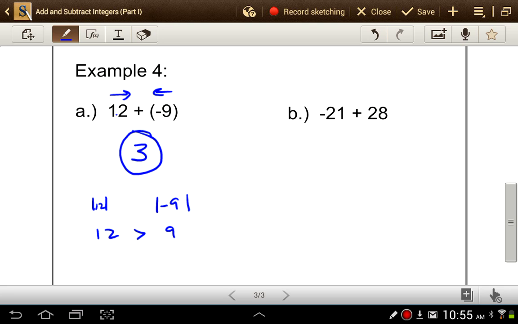Okay, I went 12 spots to the right. I went more positive. I did not come back enough to cross 0. You have to think about when you're going the opposite direction. Do you go back over 0 or not? And I went to 12, and I did not have enough with -9 to get back past 0.